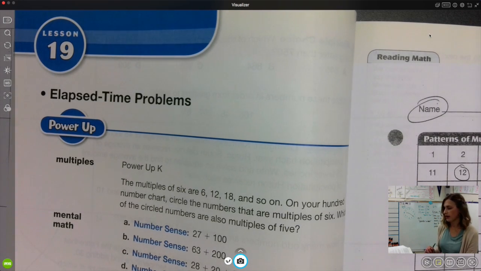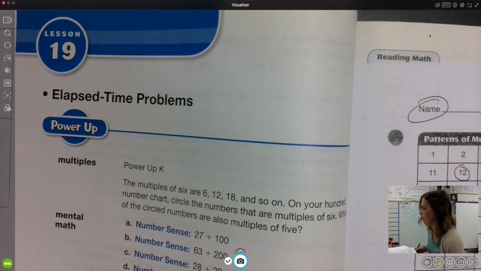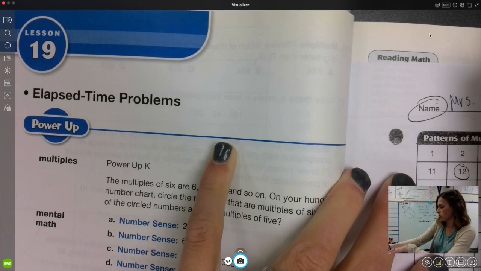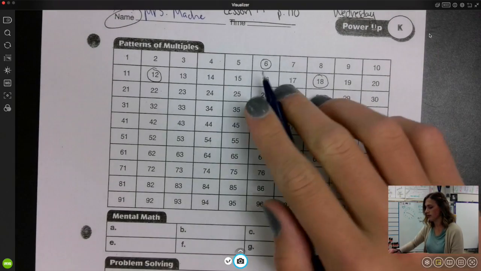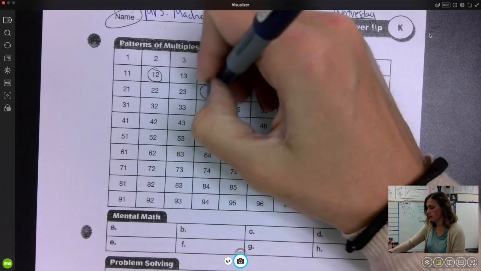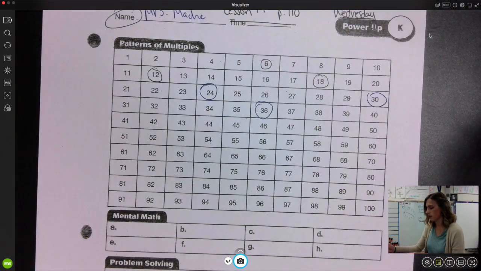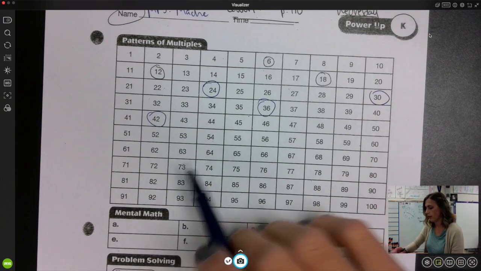Let's go ahead and correct that power-up now. Once again, you should have had your name on the top. Then we're doing the multiples of 6. So you can see I have 6, 12, 18, plus 6 would be 24, plus 6 would be 30, plus 6 would get me to 36, plus 6 would get me to 42. Remember, you can always count too.